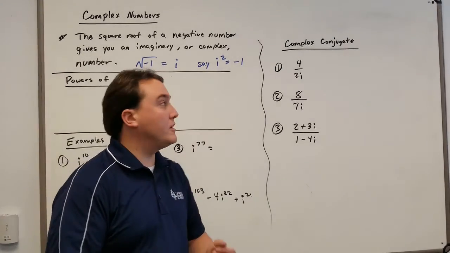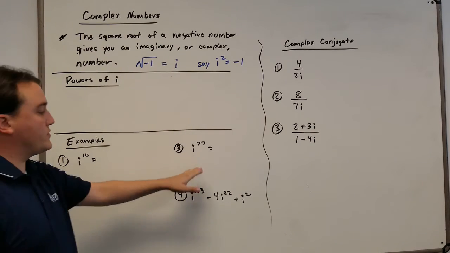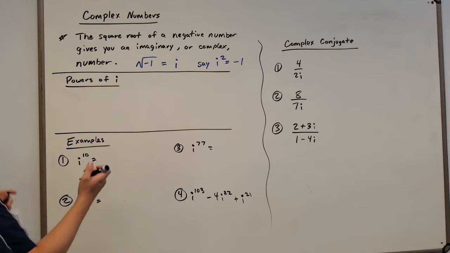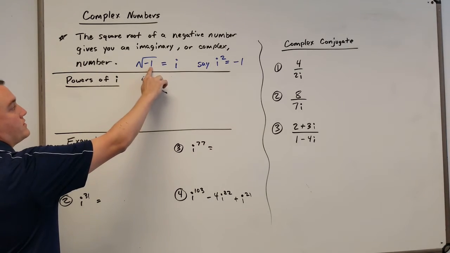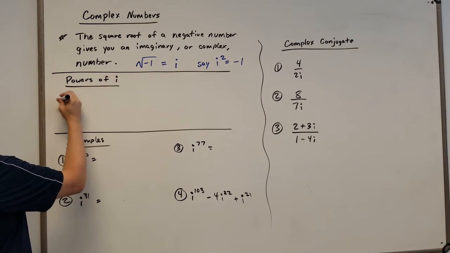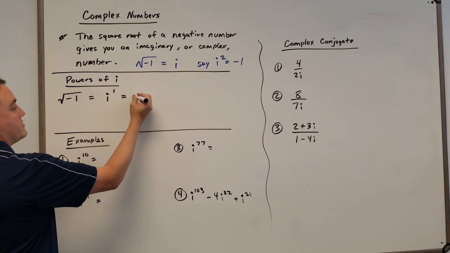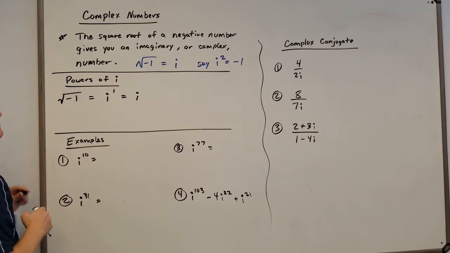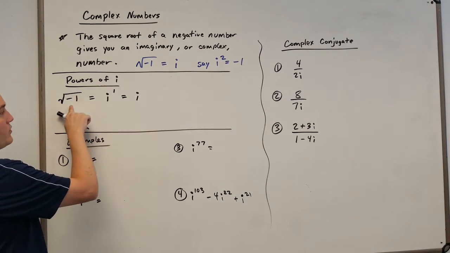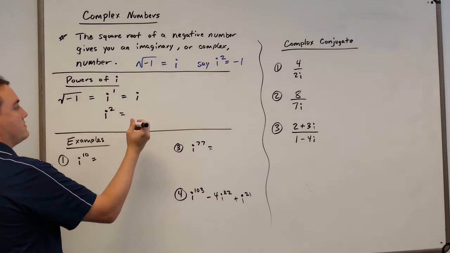Alright, so now I'm going to talk about powers of i, because you can have i to several different powers, whatever you want. But here's how they work, right? So we know our definition, square root of negative 1 equals i, right? So we can say, okay, square root of negative 1 equals i to the first power, which is just i. We also know the second one. Because if we square this, we just get -1. So i squared is -1.